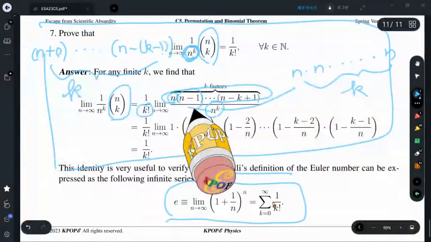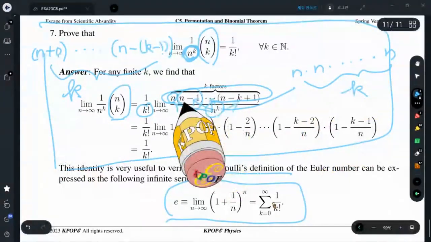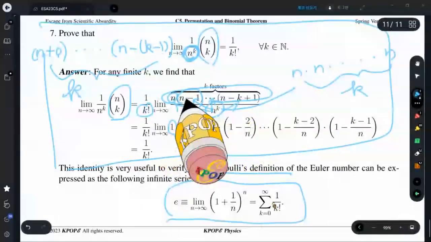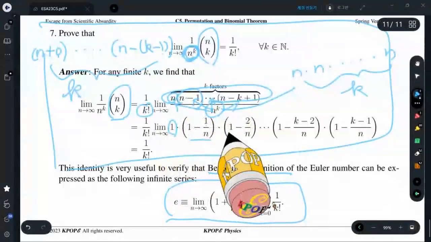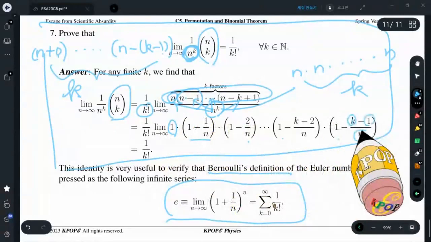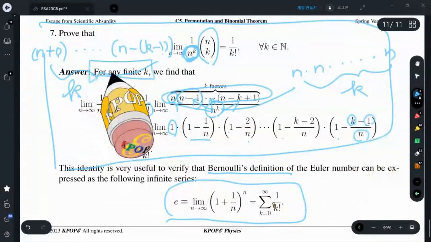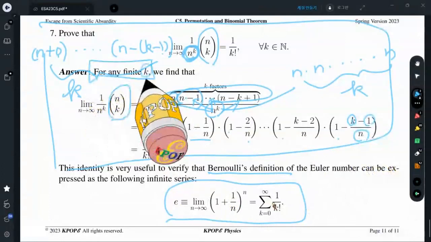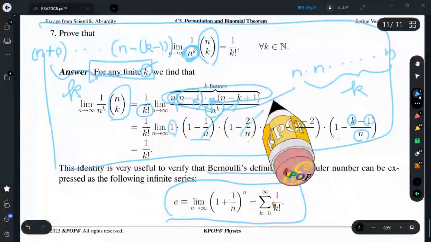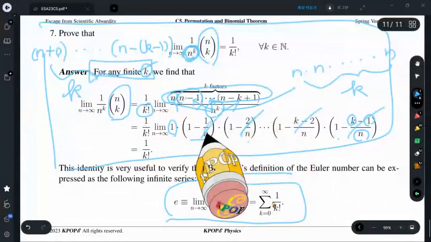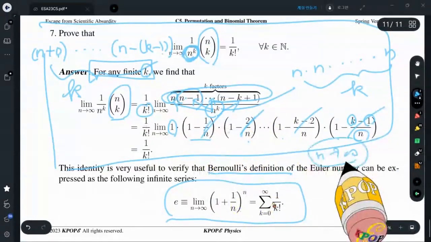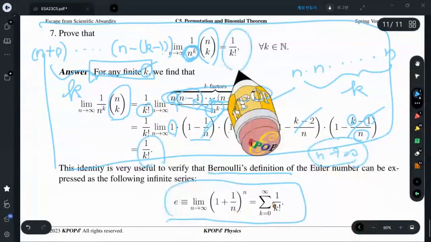So I can distribute everything into a single factor. Then this one becomes 1 minus 1 over n, 1 minus 2 over n, and so on. It ends with k minus 1 divided by n. We keep k a finite number, very important. In that case, these terms in every factor vanish as n goes to infinity. Then it is exactly 1 over k factorial.